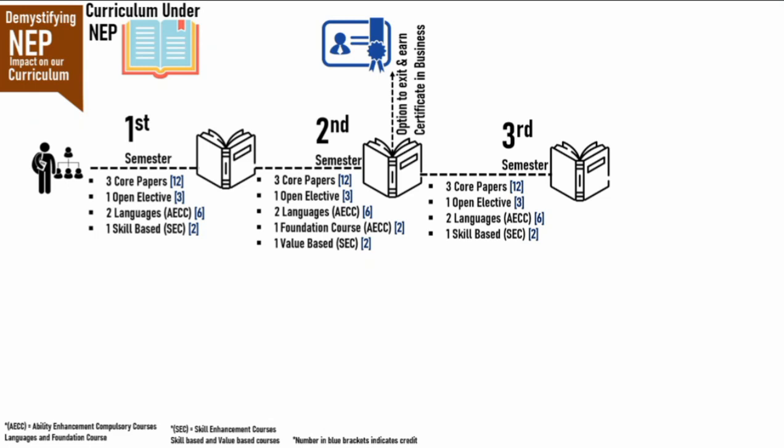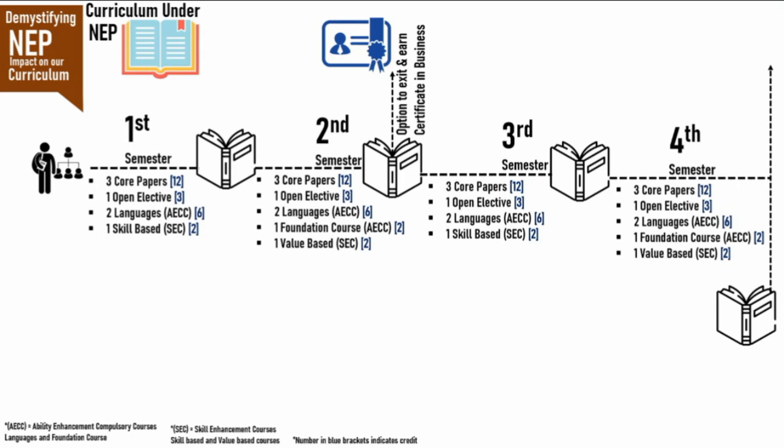And then third semester, more or less the same repetition happens. Third semester, again, fourth semester. And again, at the end of fourth semester, the student can opt out. But in case he has completed fourth semester and wants to quit, he gets a diploma. Diploma either in commerce or diploma in business.